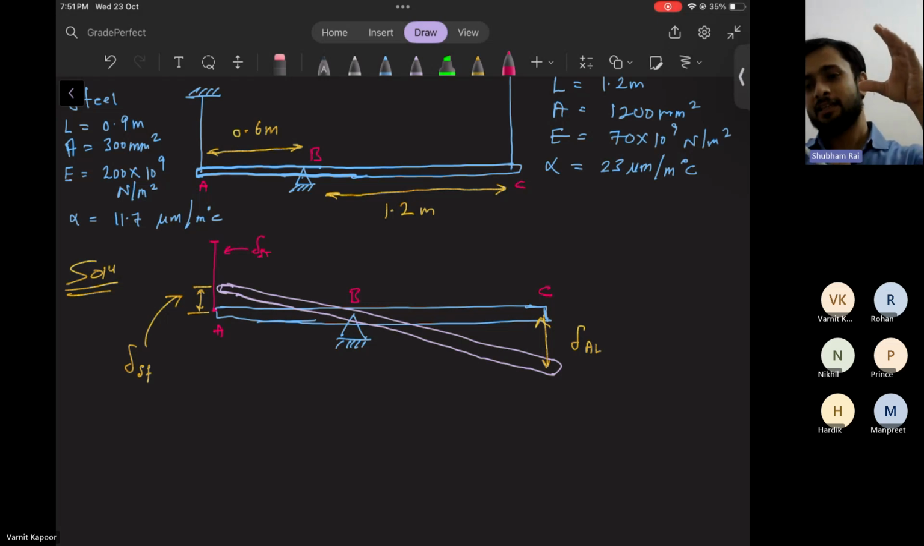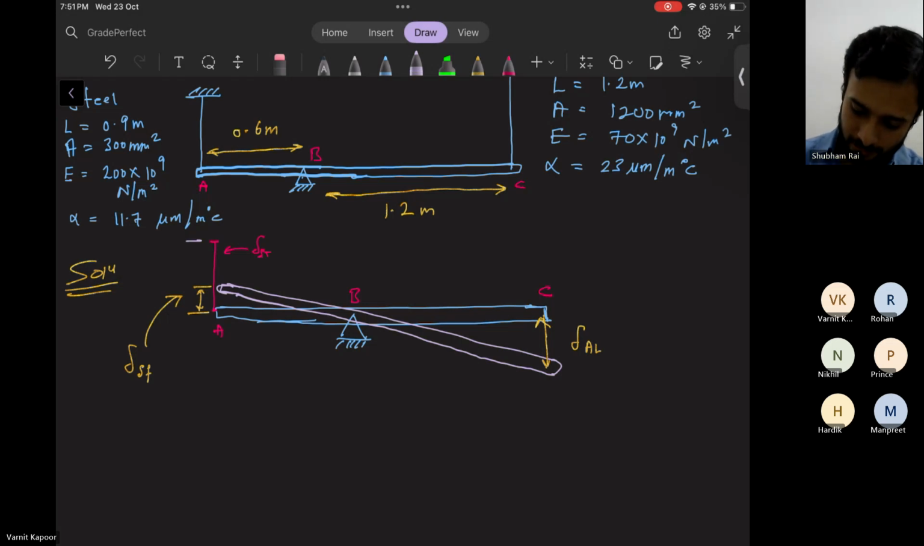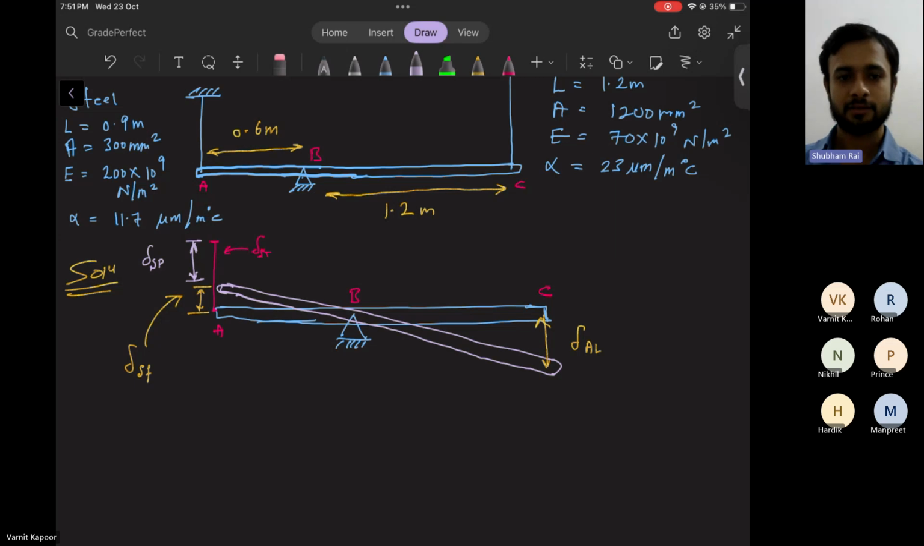In free state, the length would have been less. Now you are stretching it, so there is some force acting. That force, which will be tensile in nature, is doing this elongation. So the elongation due to that force will be this much, right? Due to this force P. So this is delta in the steel only, due to the force P acting in the steel. Okay, so delta SP. I hope you have understood the concept.